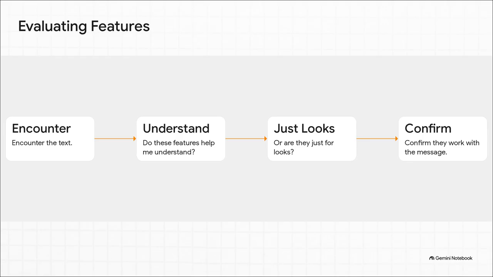And finally, step 4, you confirm that good features work hand in hand with the main message. They should support the purpose, not distract from it. Evaluating these features is exactly what keeps you from being misled by a weak argument dressed up in fancy graphics.